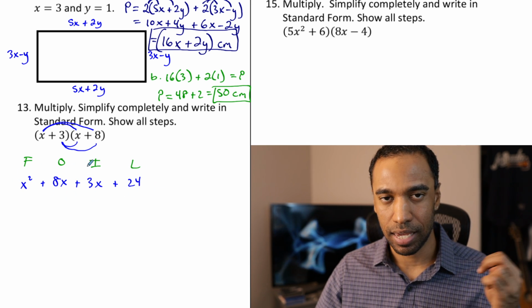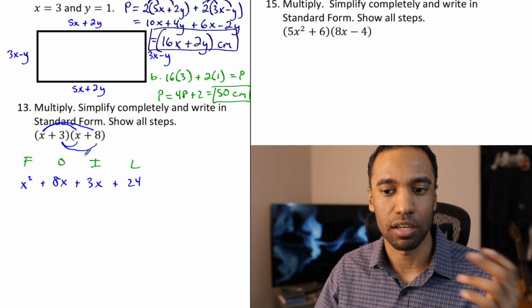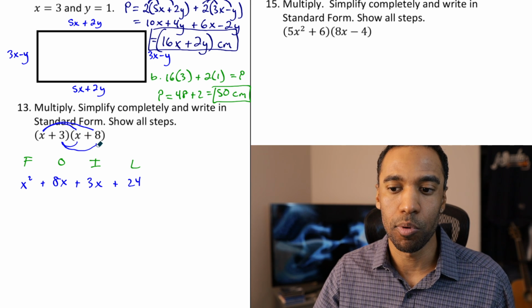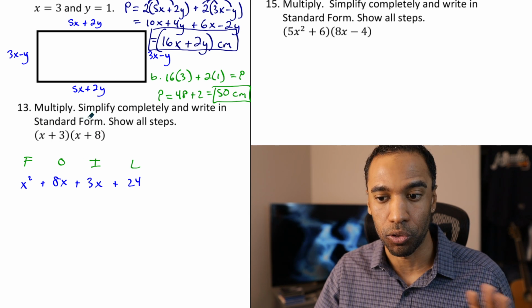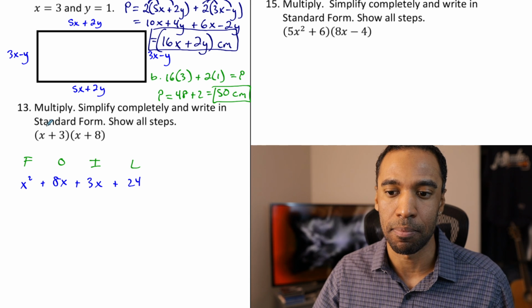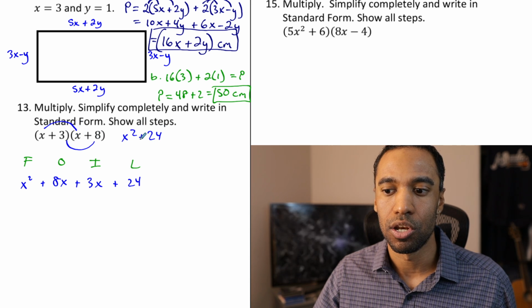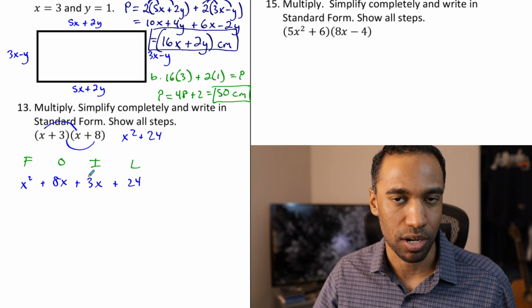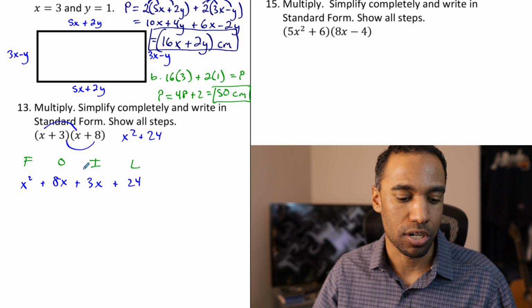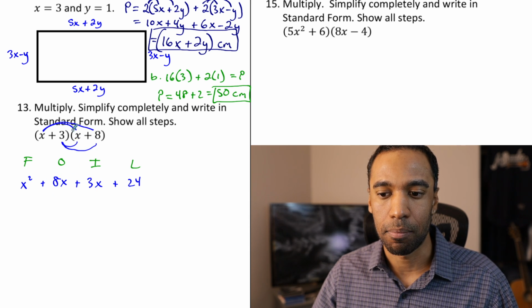This is what foiling gets you when you distribute, so that way you're not confused as to what we distribute. You know what a lot of people would do if they were exposed to this for the first time? They would just do x times x and 3 times 8. You'd get x squared plus 24. Notice how you missed the inside terms there, the linear terms. So anyway, just keep that in mind.